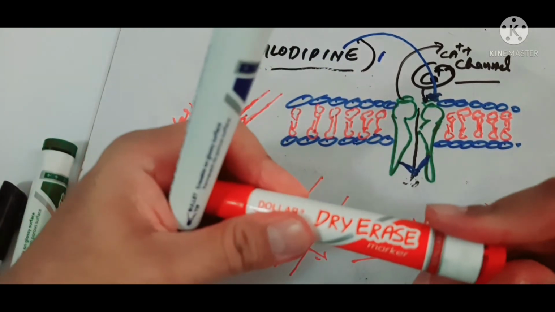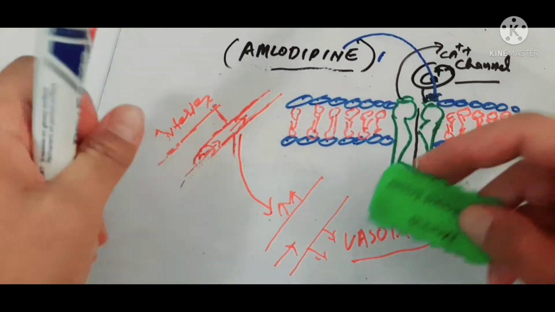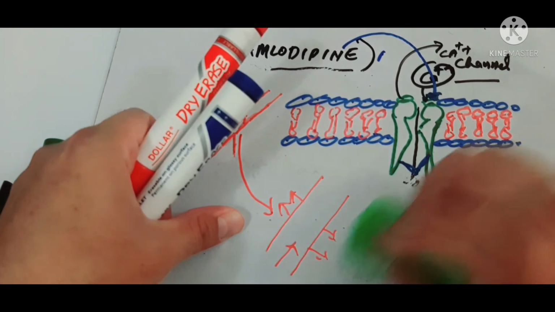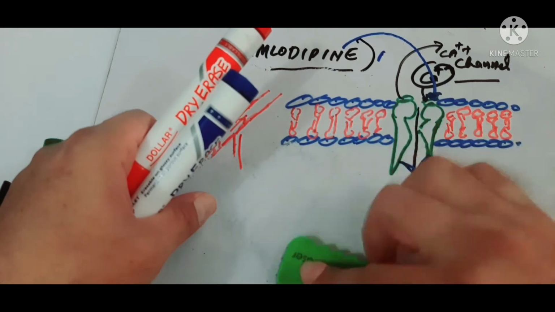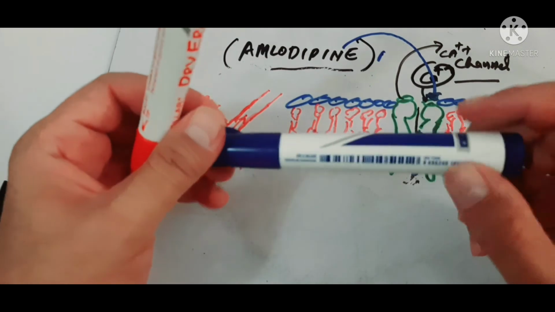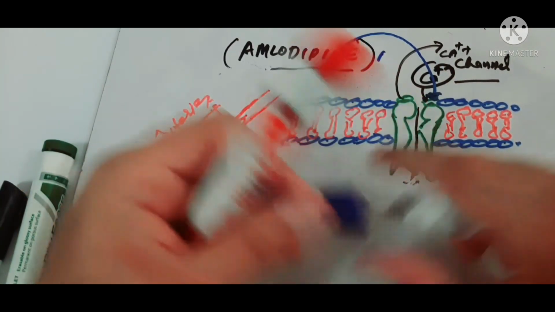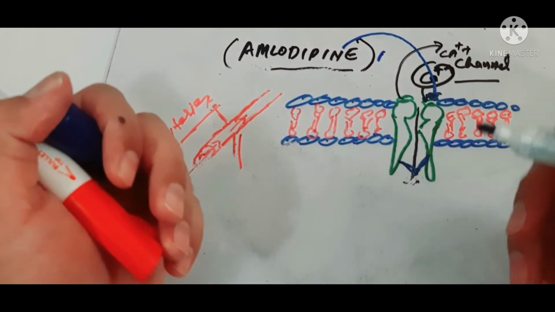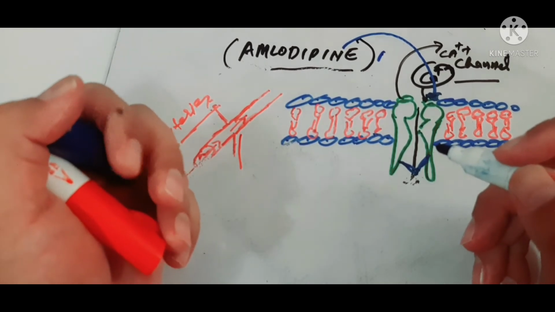Now what is the strength of this medication? We say it is available in different strengths: 2.5 milligram, 5 milligram, and 10 milligram, and depending on the severity of the blood pressure, we advise this medication accordingly. So as we discussed, the indication of this medication is for high blood pressure and also for angina, that is coronary artery disease.